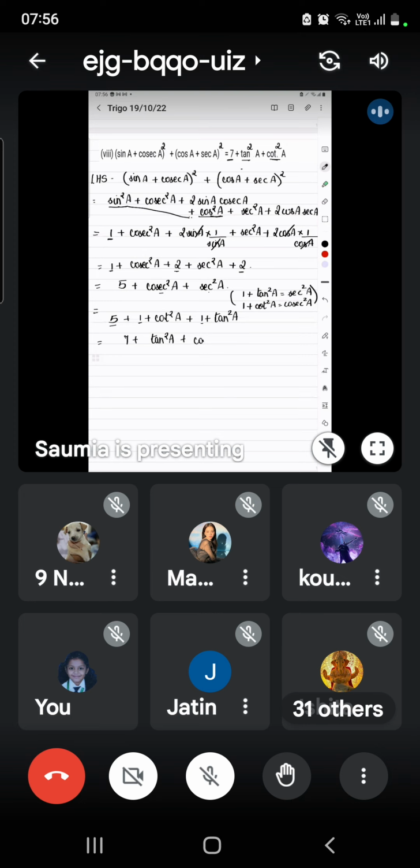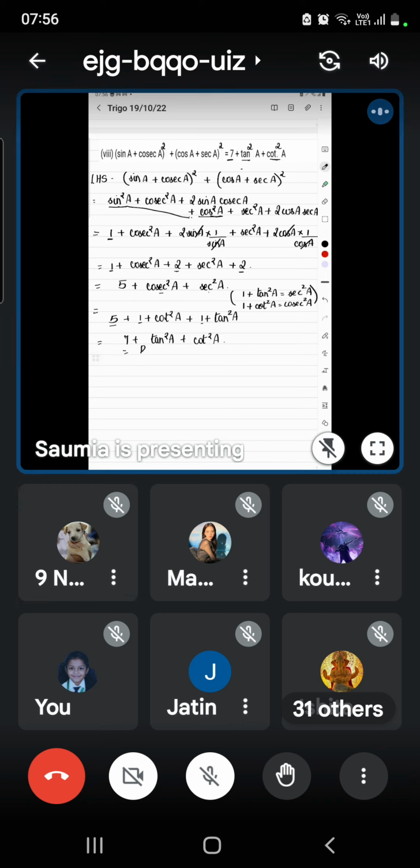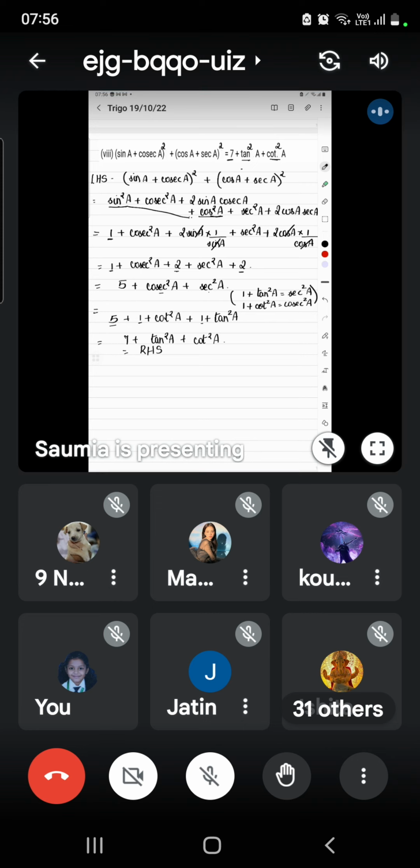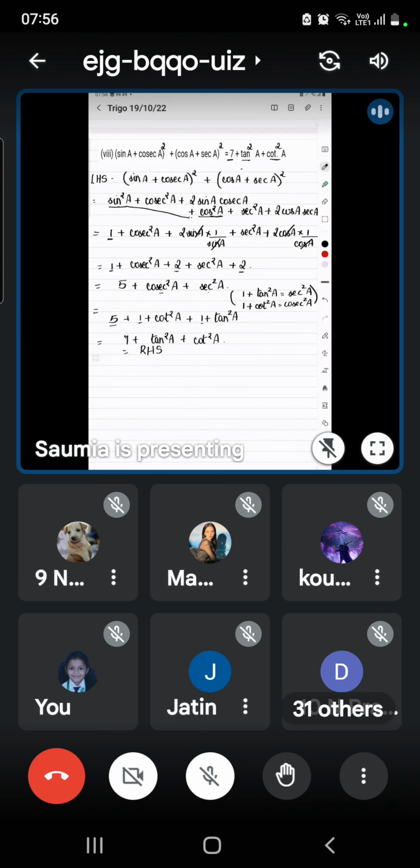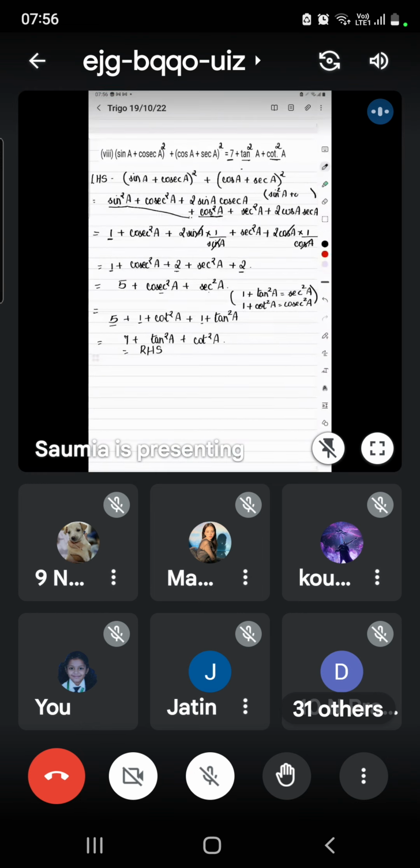Have we got the RHS? Yes or no? Yes. Anybody who has not followed may ask. You don't have to just keep quiet and watch. No doubt? No, ma'am. Okay, so write down. And wherever you use an identity, do write it in the bracket. Here we have used sin square A plus cos square A equal to 1.